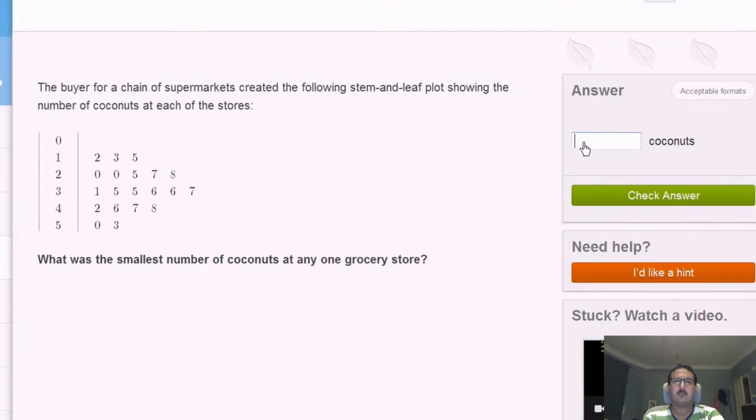Let's do another one. The buyer for a chain of supermarkets created the following stem and leaf plot showing the number of coconuts at each of the stores. What was the smallest number of coconuts at any one grocery store? So at any one grocery store, the smallest number, well, that's this one right over here. And remember, it's not 2. We have our tens places right over here. It's a 1. So this right over here represents 12 coconuts at that store. So we'll put 12 right over here.